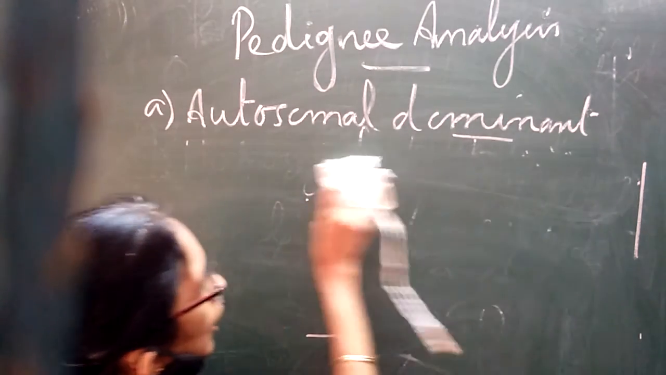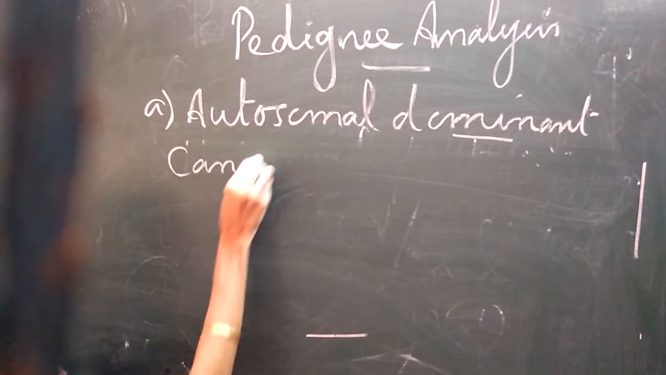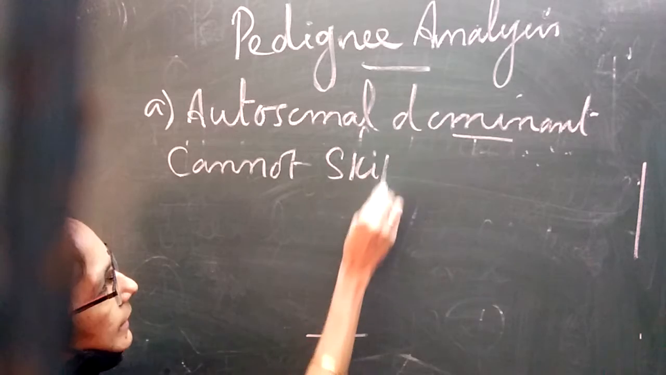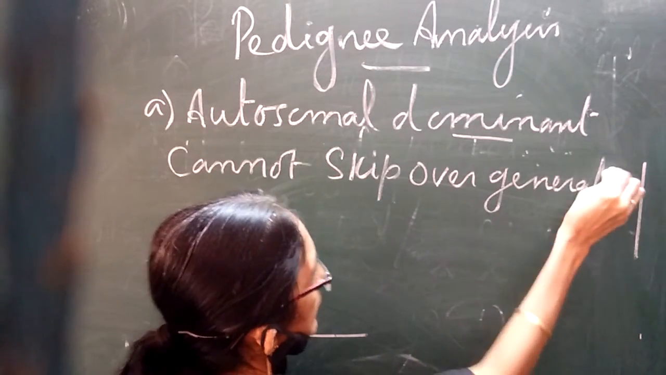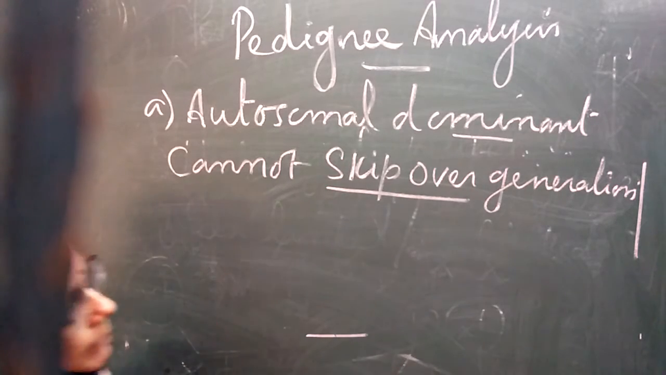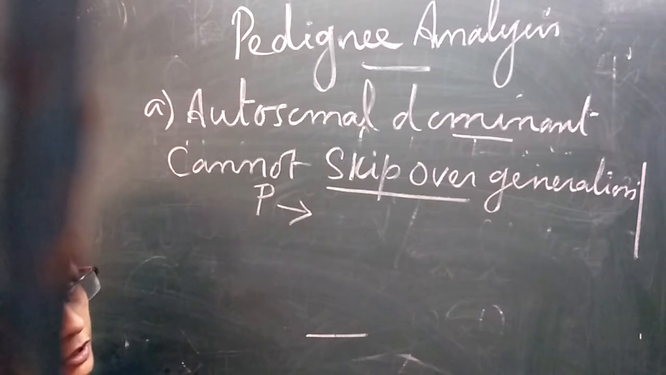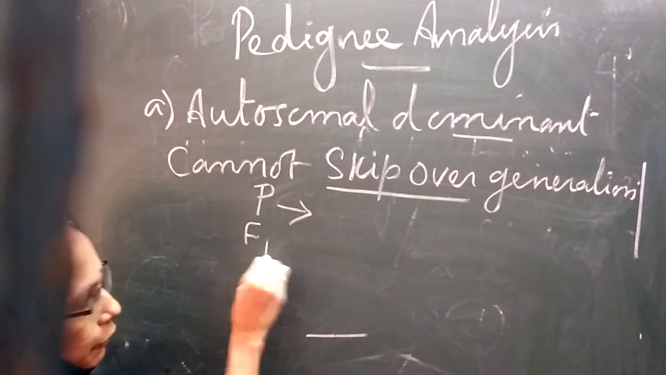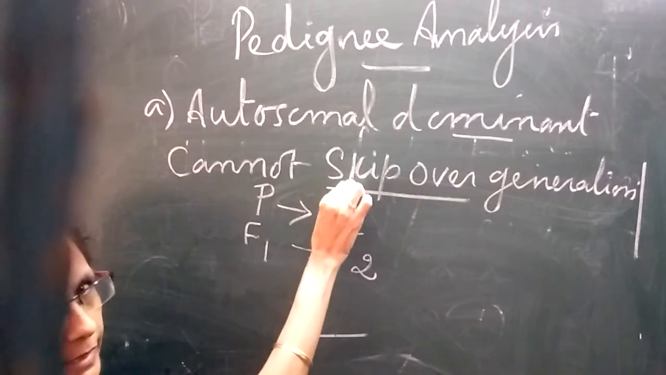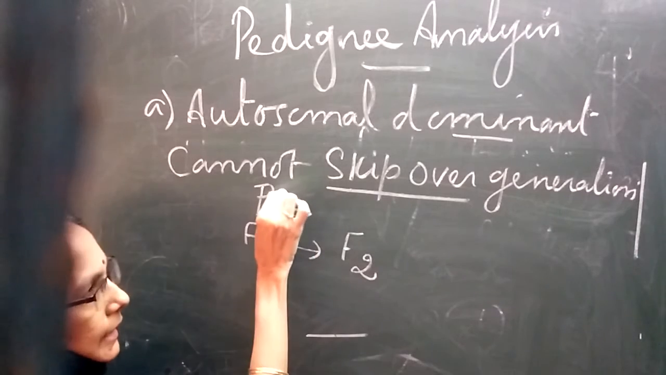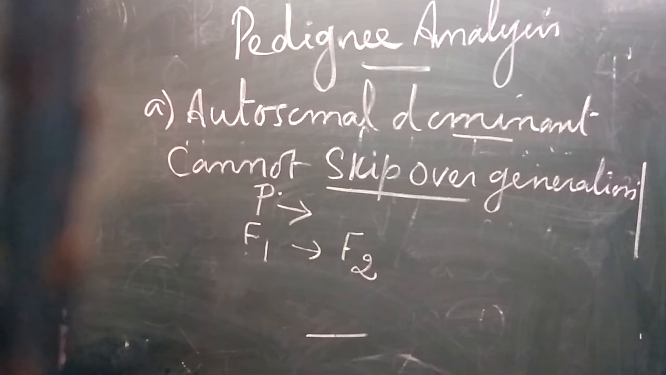First rule is autosomal dominant disorder cannot skip over generations. What do you mean by cannot skip over? That means in the parental generation, if the disease is present, it will move on to F1 and then to F2 generation. It will not skip over any generation. If parental generation is affected, it will move on to F1 and then to F2 generation.